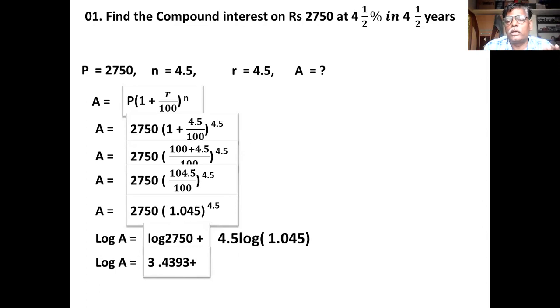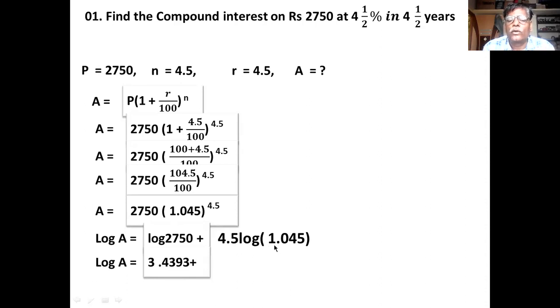Tomorrow onwards, you maintain the logarithm table with you. 4393. Okay. Then next part you have to see the logarithm. The 4.5 you leave, write as it is.